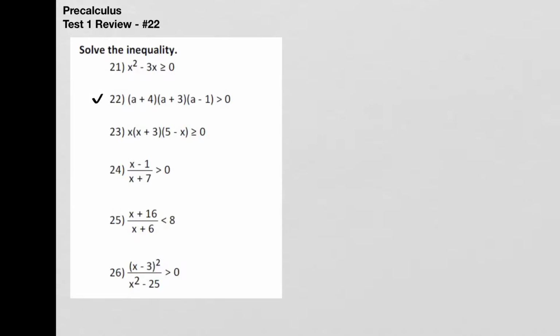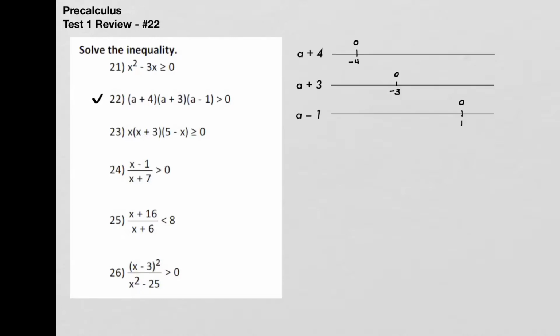In this video, I'm going to solve the inequality in question number 22. So we have the quantity a plus 4 times the quantity a plus 3 times the quantity a minus 1 is greater than 0, and we want to find the values of a for which this is a true statement. So what I'll do is start by writing each of these factors separately and then put a number line next to each one.